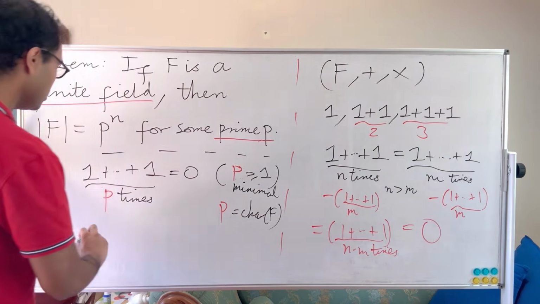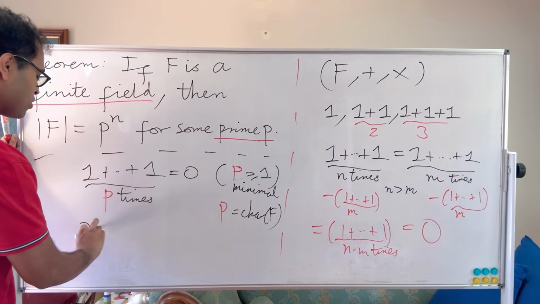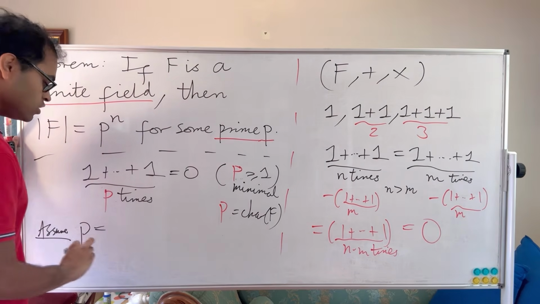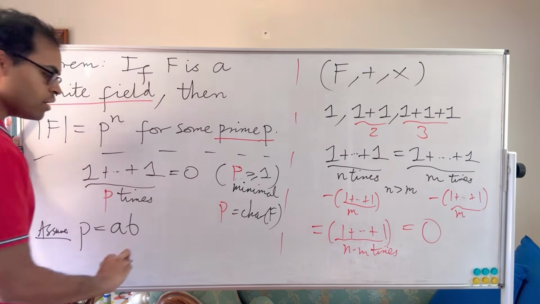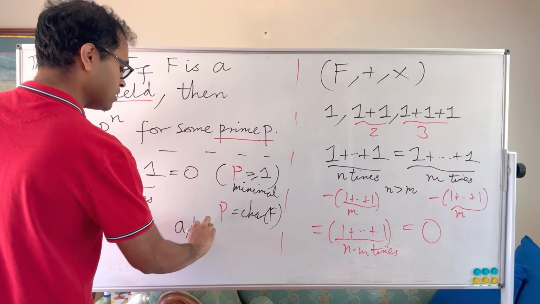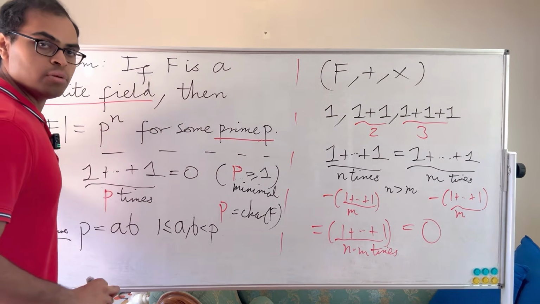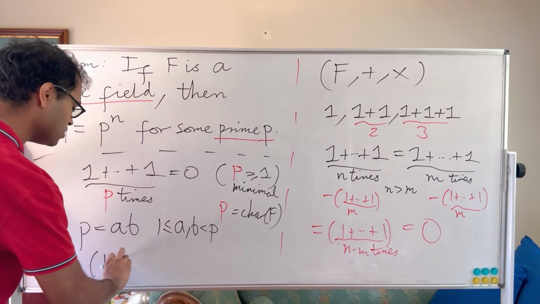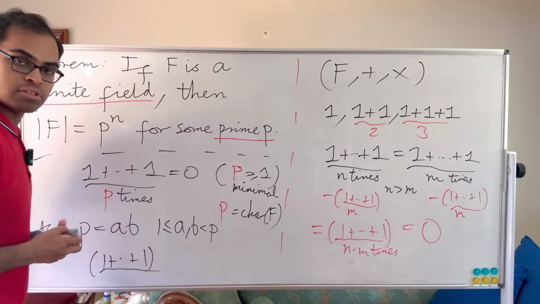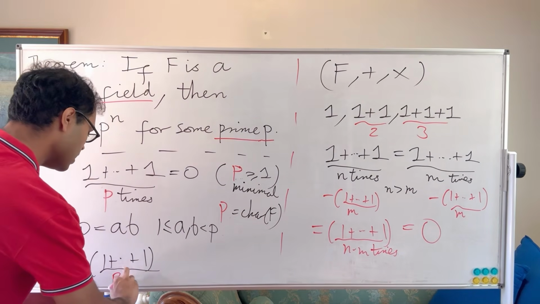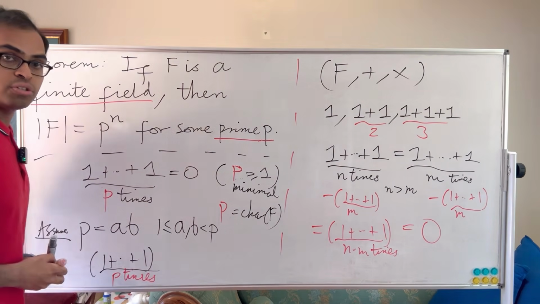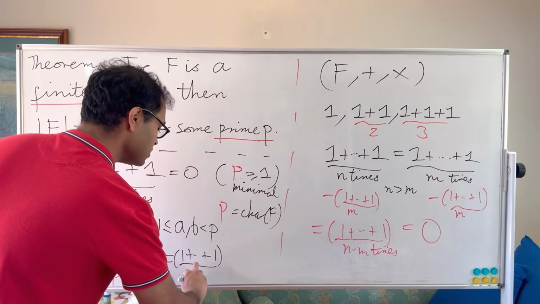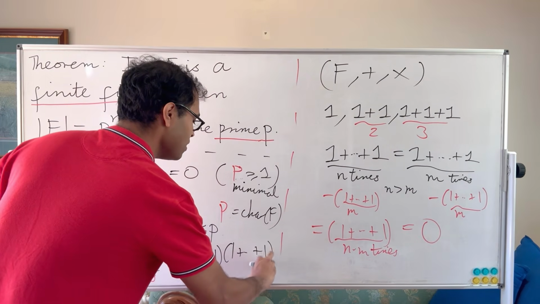Let's now start multiplying. Why is p prime? Well, it's a proof by contradiction. Assume that p is equal to a times b, where a, b are both less than p. Assume that it's not prime. Now we can observe that 1 plus dot dot dot plus 1, p times, is going to equal 1 plus dot dot dot plus 1 a times, and 1 plus dot dot dot plus 1 b times.